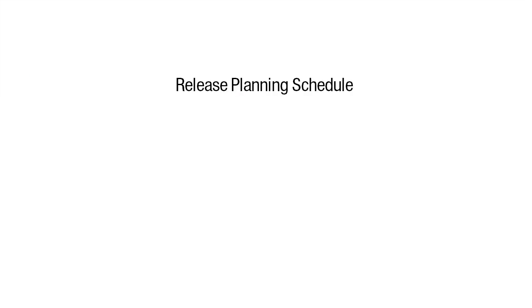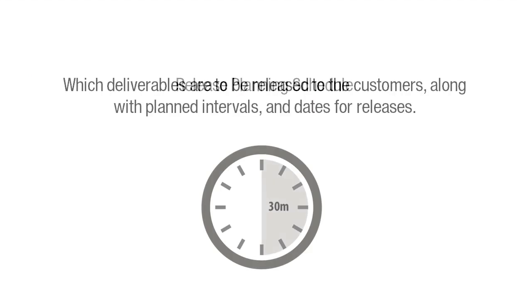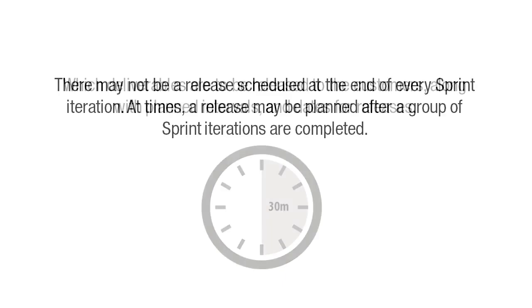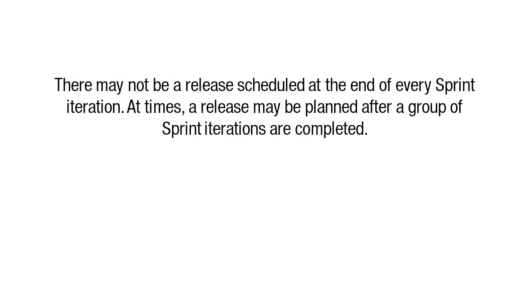Next source of input is the release planning schedule. A release planning schedule states which deliverables are to be released to the customers, along with planned intervals and dates for releases. There may not be a release scheduled at the end of every sprint iteration. At times, a release may be planned after a group of sprint iterations are completed.